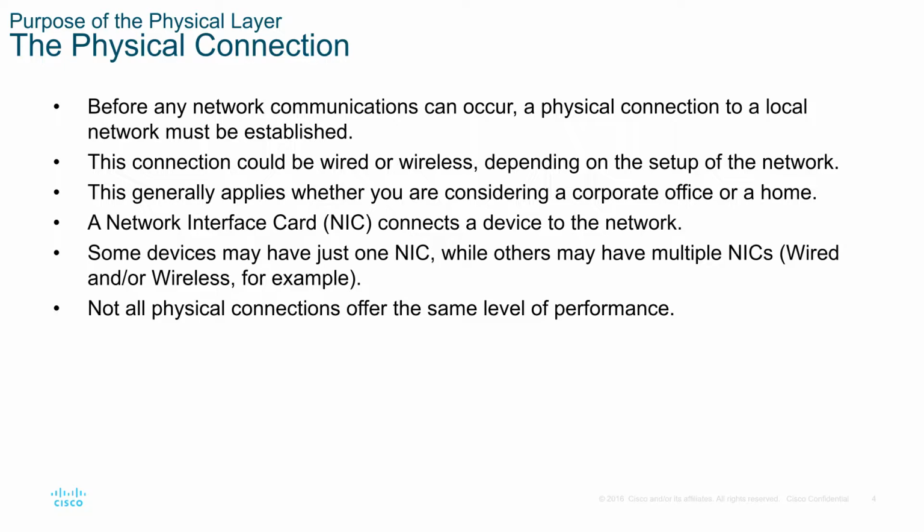Not all physical connections, though, will offer the same level of performance. You could have a 1 gigabit router in your home or business, but if your network card is only 100 meg, that's the top speed that you will get. Inversely, if your laptop has a 1 gigabit card, but your network is only 100 meg, again, that is the top speed that you will get.